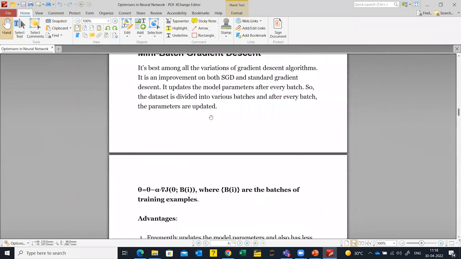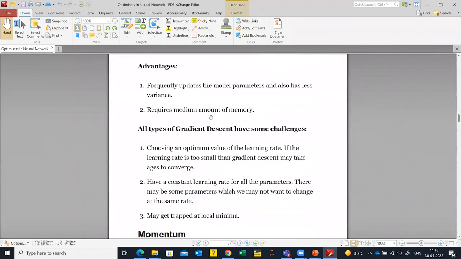Obviously, we can understand that doing it for 1,000 rows of a data set is unnecessary. Rather, we divide it into, for example, batches of 10 or 100 data in each of these batches. And for that, we can do our mini batch gradient descent algorithm. Right. Now, what are the advantages? It frequently updates the model parameters and also has less variance. It will have much less variance than stochastic gradient descent because it does it for 10 batches, not 1,000, right? And it requires a medium amount of memory because handling 100 data at once, as opposed to one in stochastic gradient descent, will take some amount of memory.